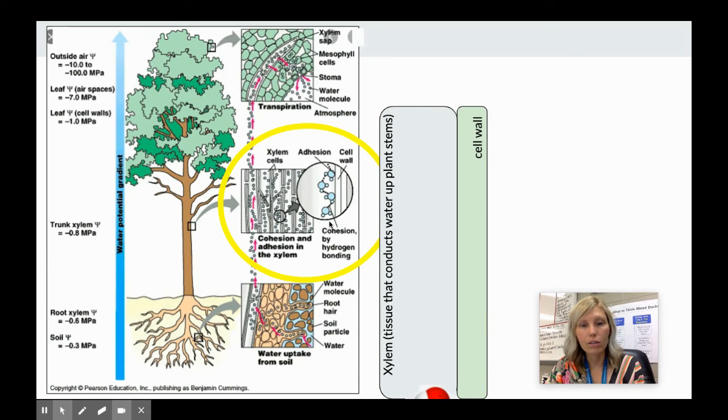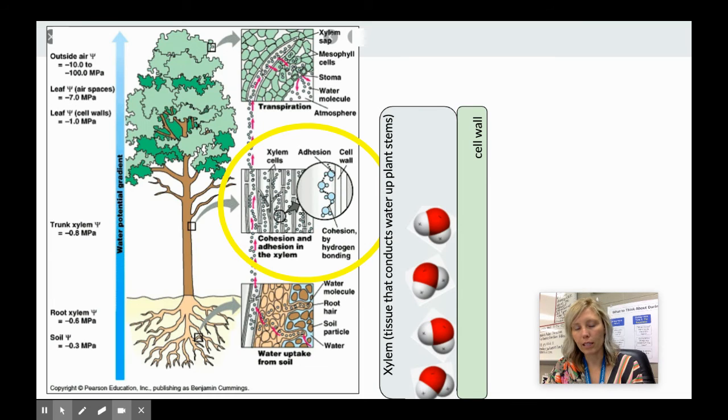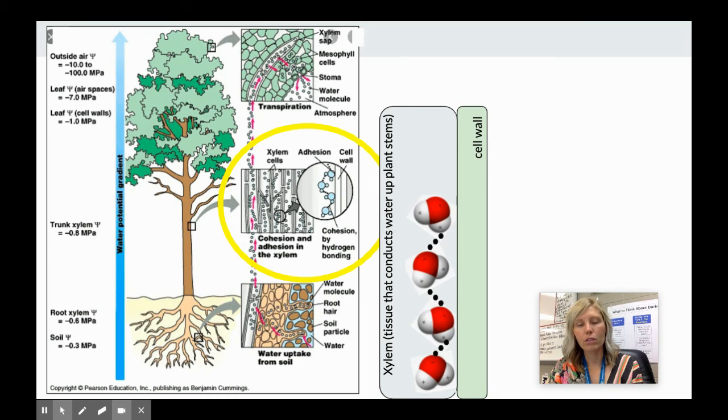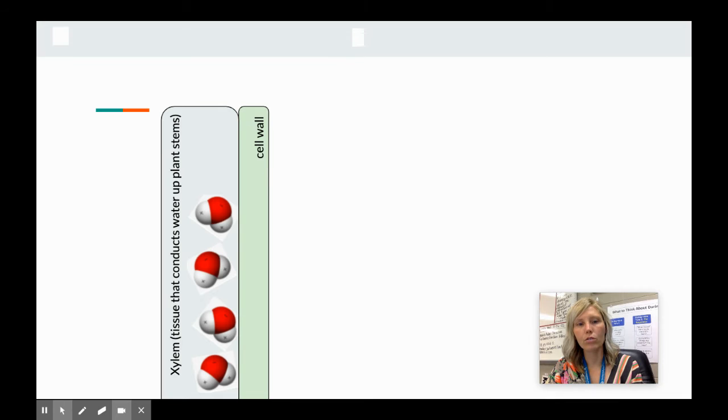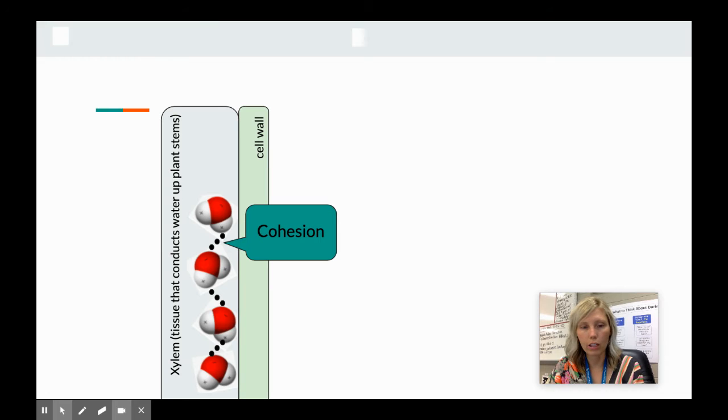Well, it looks like I've got little Mickey Mouse water molecules moving up that plant's stem. And I noticed that they seem to be linked together, and they also seem to be hanging out really close to that cell wall. So those little dots between the water molecules, think back to earlier in the slideshow, are showing the hydrogen bonds between water molecules. That is the cohesive force, or cohesion, in action.